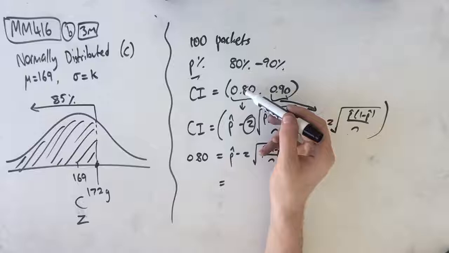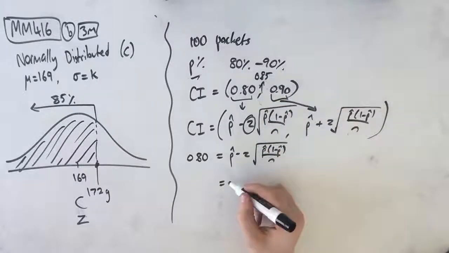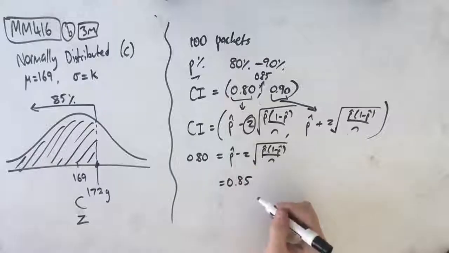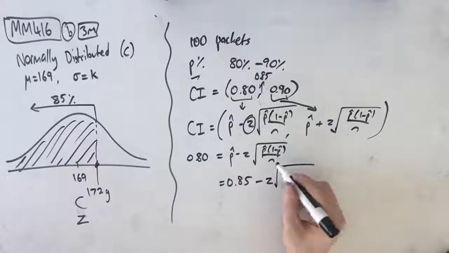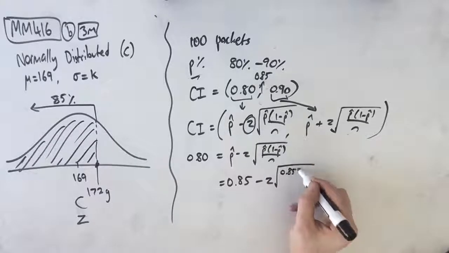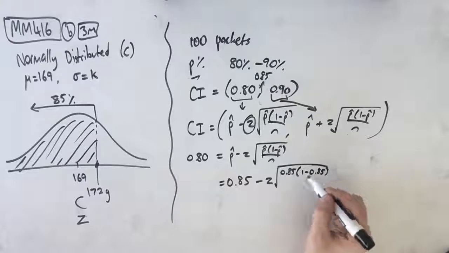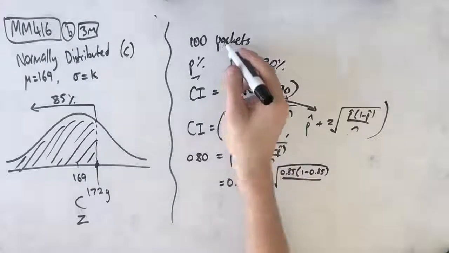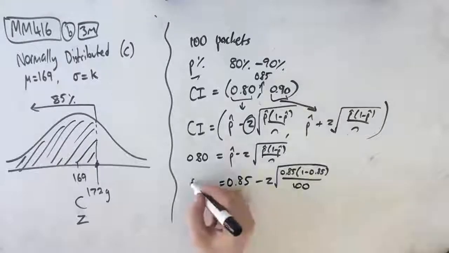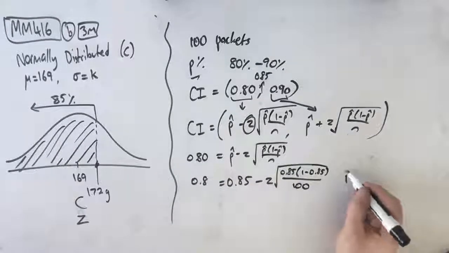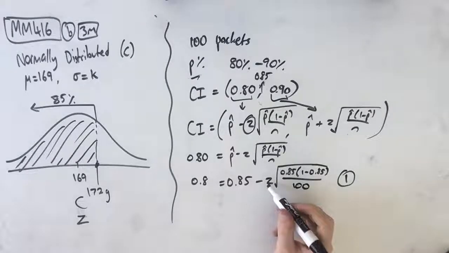So what's halfway between 80 and 90? 85. So 0.85. So our P hat is 0.85. We don't know what our Z is. That's what we're actually going to try and find out. Again, P hat is 0.85, and then 1 minus 0.85 over N, which is our total amount of packets, or our sample size, which in this case is 100. So we have 0.8 there. And this is actually our first mark. Awesome. So now our goal is to find out what Z is.